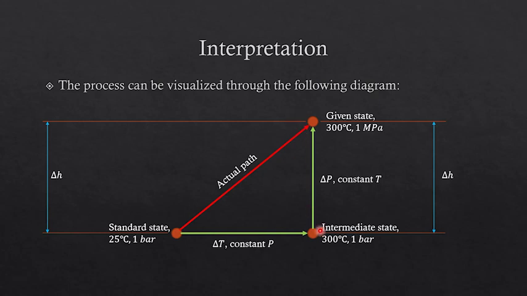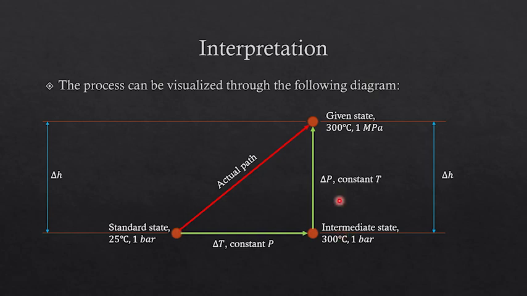So for this purpose, let us define an intermediate state. For the intermediate state, you first have to take a look at the standard state, and let's try to change the temperature while the pressure remains constant. So from 25 degrees Celsius, let us increase that to 300 degrees Celsius while the pressure remains at 1 bar. We have a change in temperature but a constant pressure. And finally, from the intermediate state going to the given state, we do the reverse. We change the pressure but we keep the temperature constant. So from 1 bar, we increase the pressure to 1 megapascal while the temperature remains at 300 degrees Celsius.